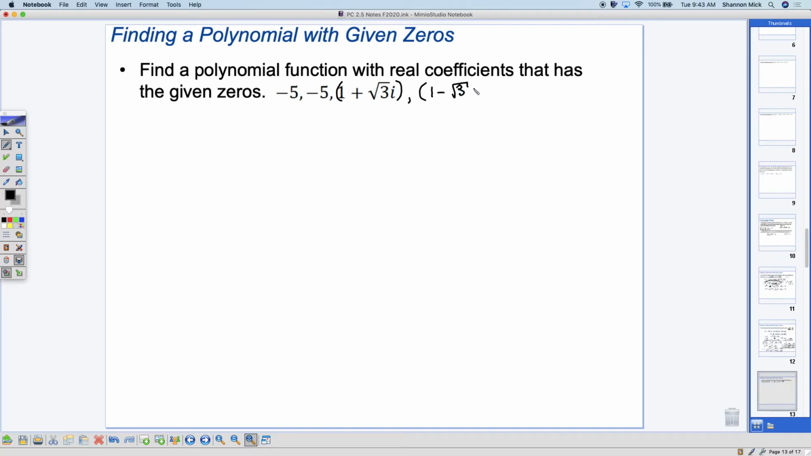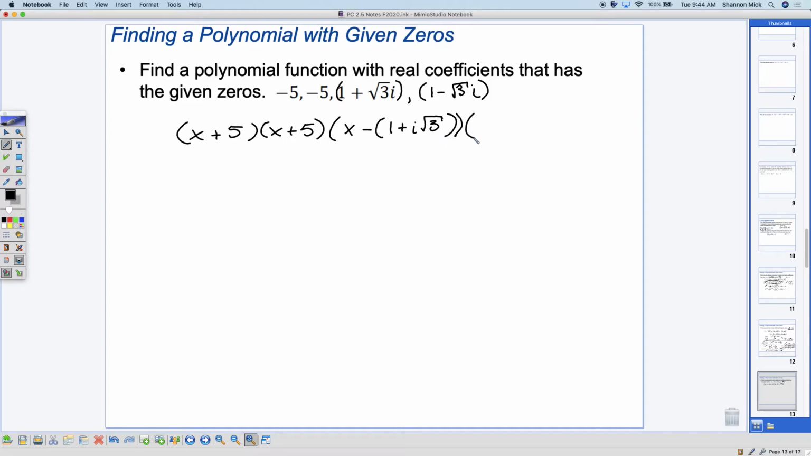When I do anything with this, that i is going to go in front of the square root, just so that I don't lose it, but you can keep it in the back if you want. So what factor did x minus 5 and x minus 5 come from? x plus 5 and x plus 5. What factor did that 1 plus square root of 3i come from? x minus the quantity of 1 plus i square root of 3, just so I don't lose that i.